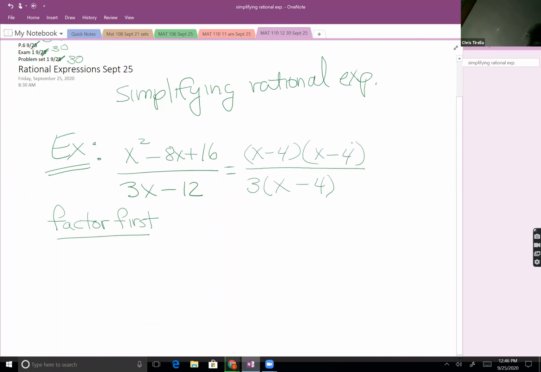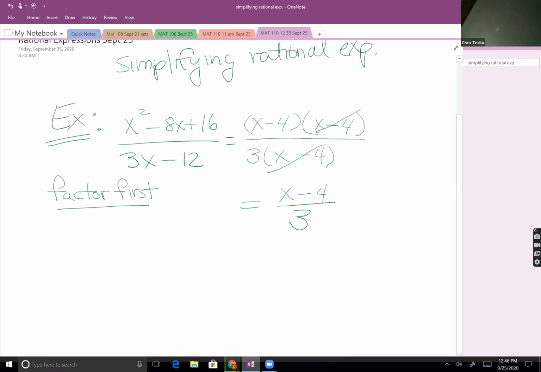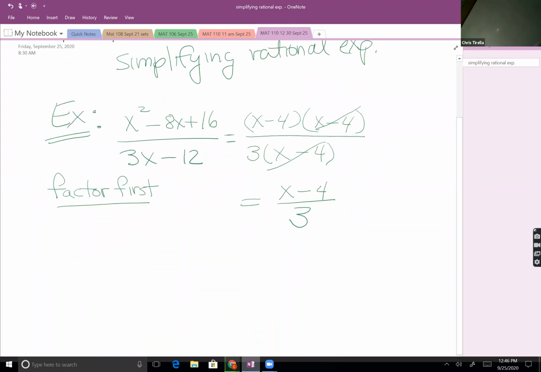And then we said we could divide out those common factors, and we're left with x minus 4 over 3. Does everybody remember that from last class? Yeah. If so, I'm going to shut up.